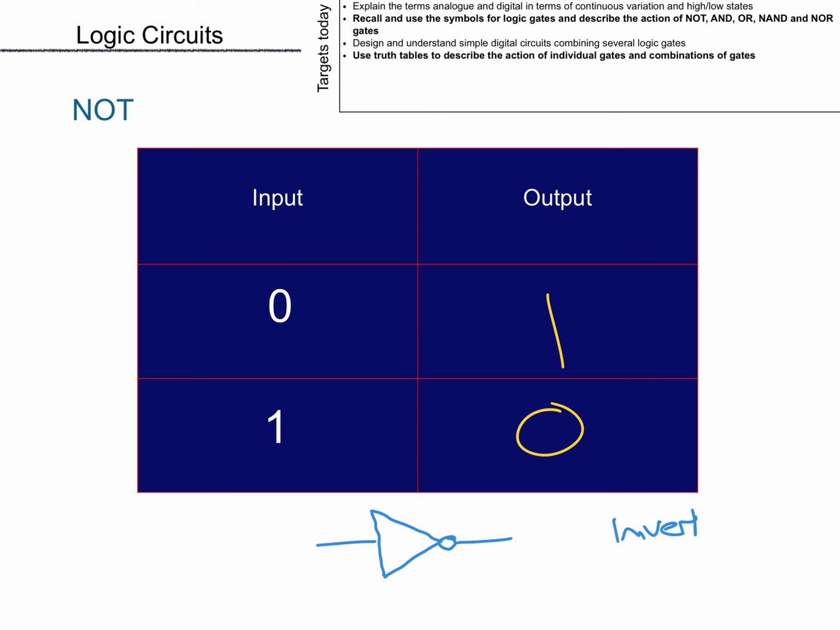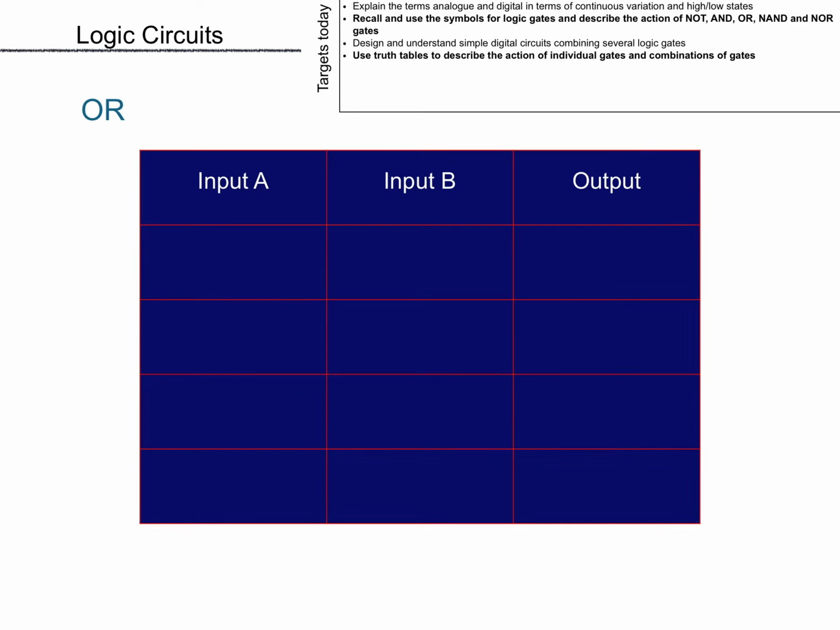OR gate. What was the symbol? The back end curves in, and the front goes to almost a point. Like most gates, it takes 2 inputs, so the truth tables are more complicated. We now have 3 columns because there are 2 inputs and 1 output. We also need more rows because there are more possible combinations for the inputs. It can get tricky keeping it organized and not repeating yourself or missing something, so I suggest you follow the same pattern every time.